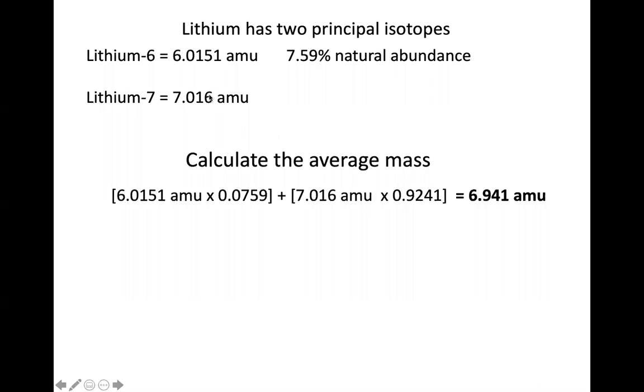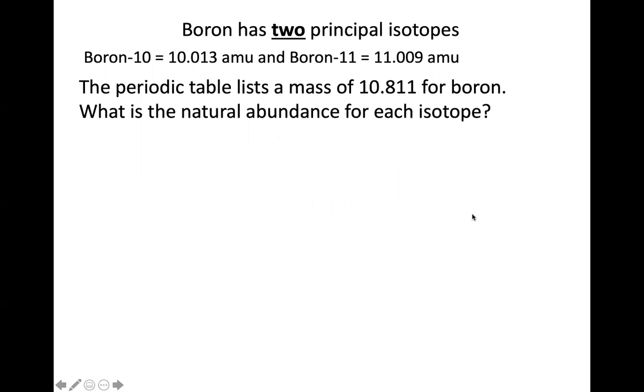Now, this is one way that I've seen this question, very common. Mass values are given, you use them to get to some percentages, and you come up with what would be on the periodic table. Let me show you another format that I've seen. This one says that boron has two principal isotopes. There's boron 10 and boron 11. Boron 10 is really close to a value of 10. Boron 11 is really close to a value of 11. It says the periodic table lists a mass of 10.811. What would be the natural abundance for each of the isotopes?